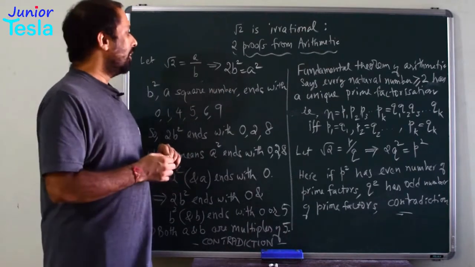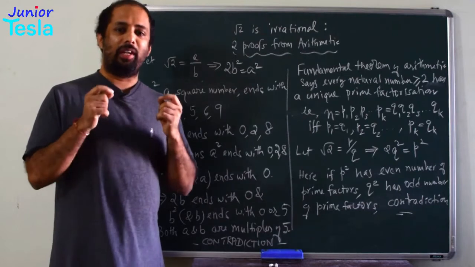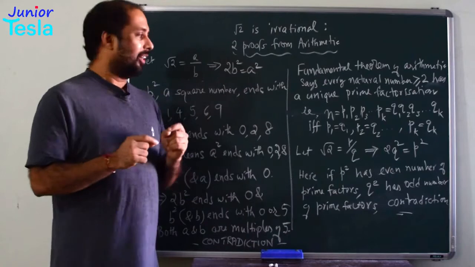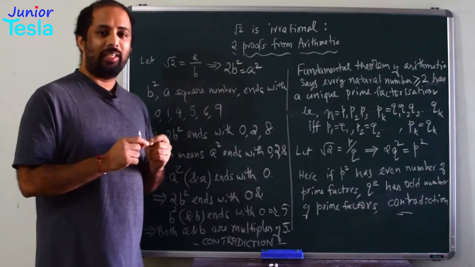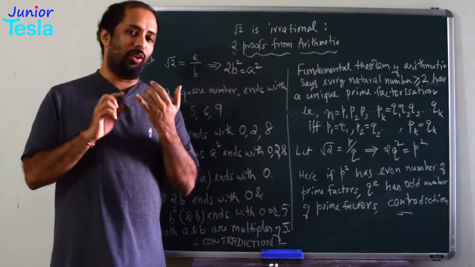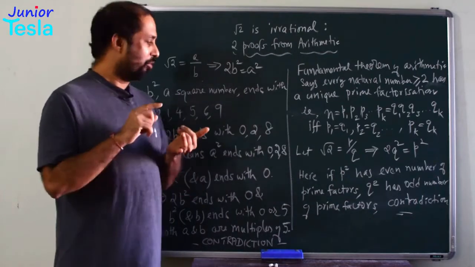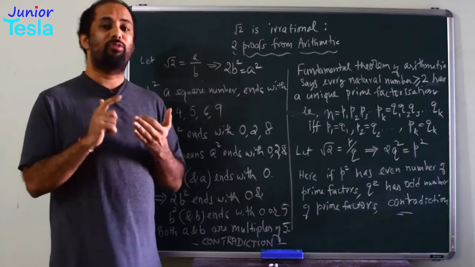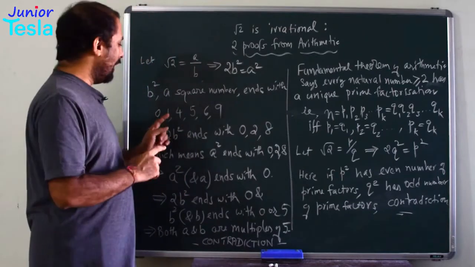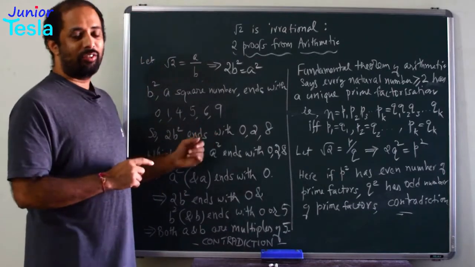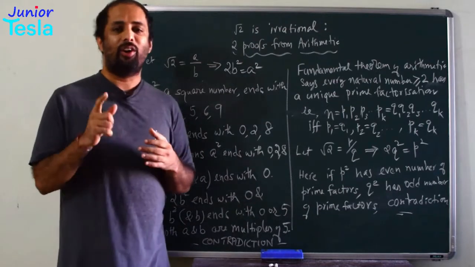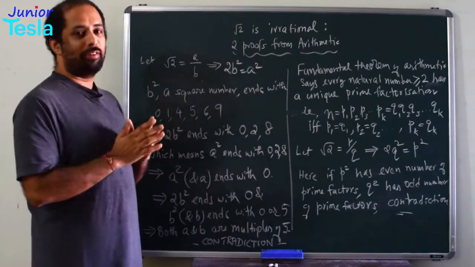Now, we know one property: if you take a square number, it will always end with 0, 1, 4, 5, 6 or 9, any one of these digits. So, no square number ends with 2, 7 or 8. If there is a square number, it ends with only one of these digits. So, it may end with 0, 1, 4, 5, 6 or 9, only these 6 possibilities.